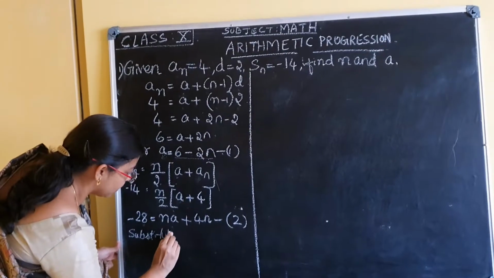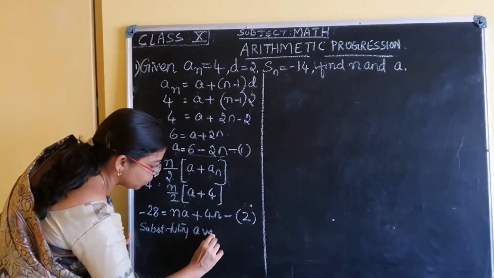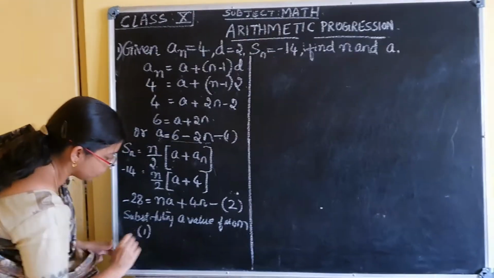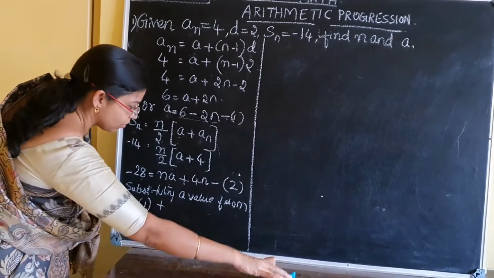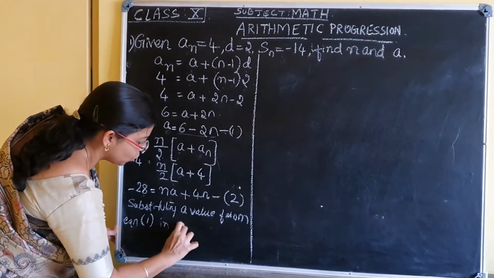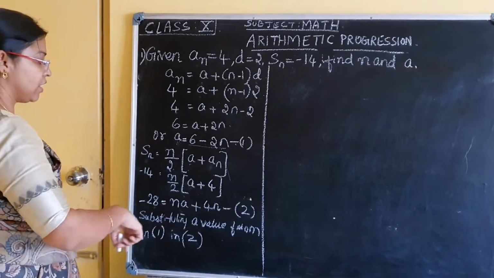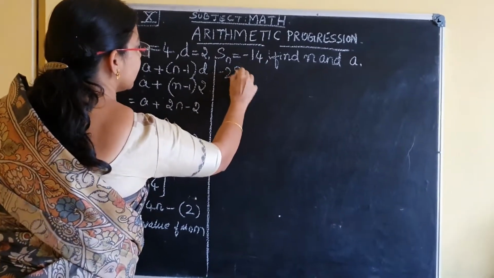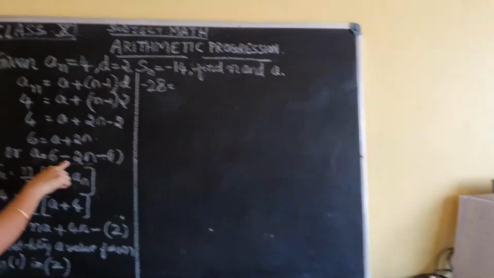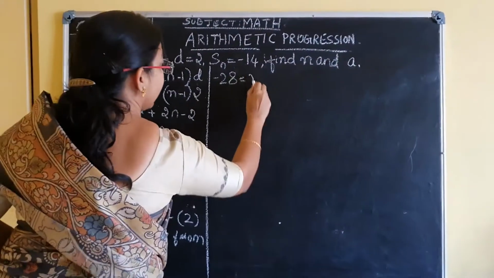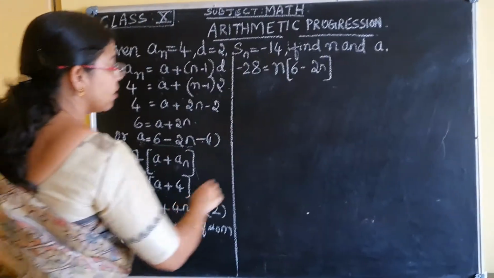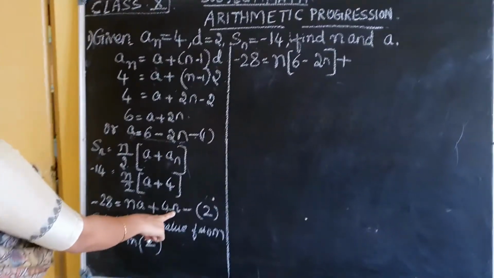Substituting the a value from equation 1 in 2. So what happens to equation 2 then? Minus 28 is equal to n into a. In place of a we can write 6 minus 2n. n into (6 minus 2n) plus, we will retain this 4n.